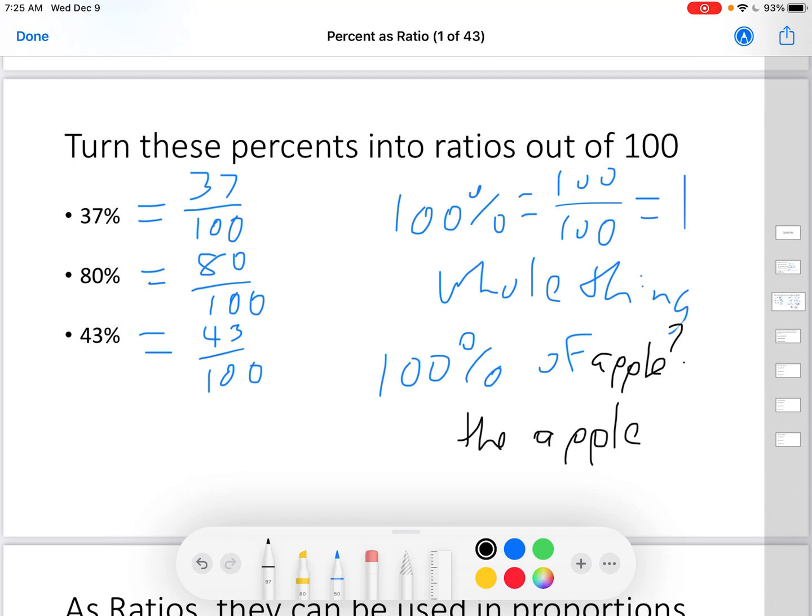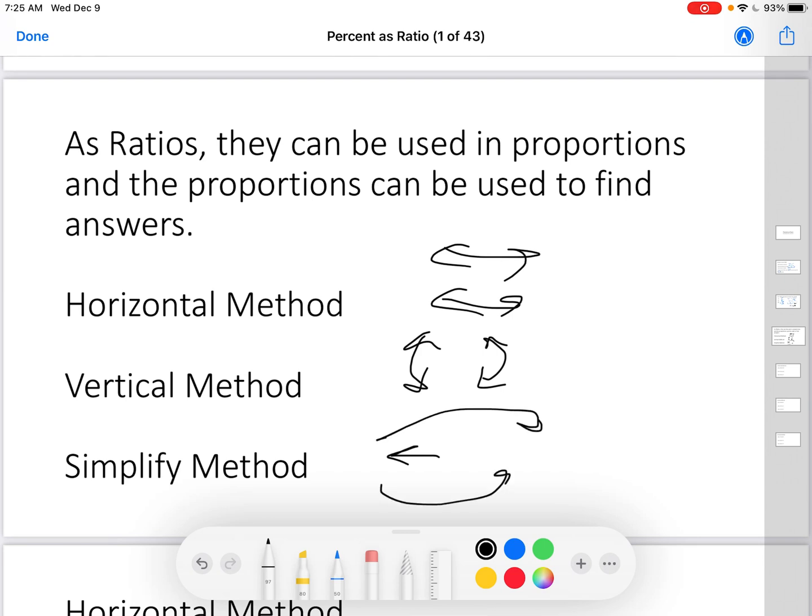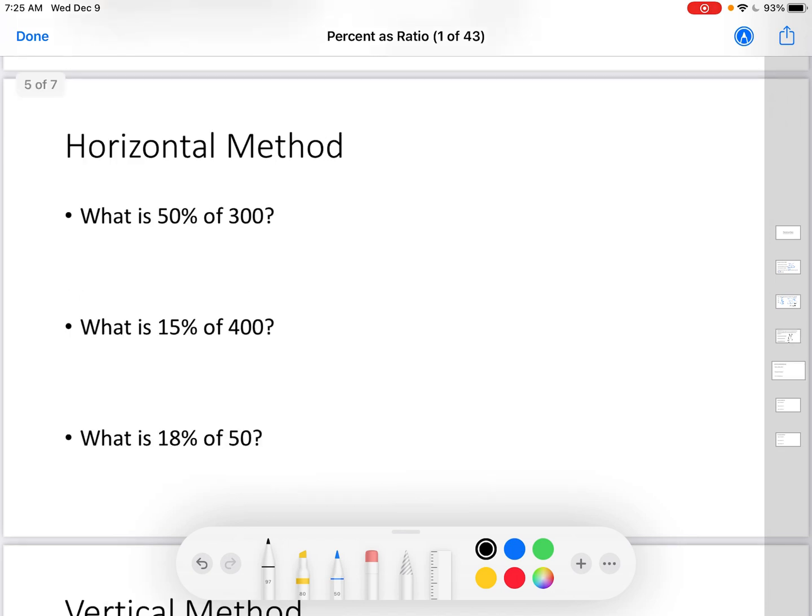80% is less than the whole thing. 37% is less than the whole thing. 43% is less than the whole thing. They are fractions of the thing. Okay. As ratios, they can be used in proportions, and the proportions can be used to find answers. You can use the horizontal method, where we go left to right. We can use the vertical method, where we go up and down. Or you can use the simplify method, where we simplify first and then go from that to the other. All three methods work. We're going to concentrate on them one at a time.